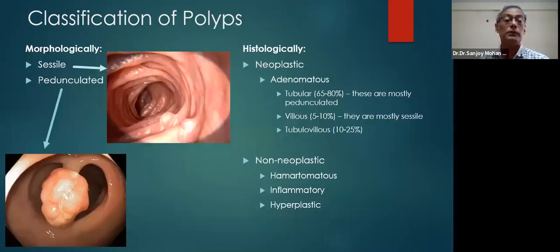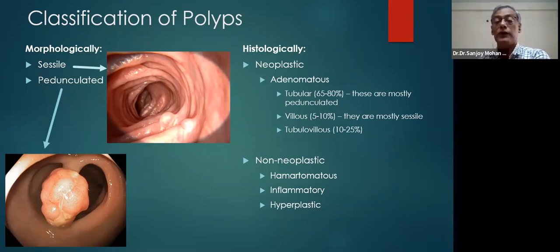So, classification of polyps. Morphologically, we can classify them: this is the sessile polyp, and this is the pedunculated polyp. But histopathologically, we can divide them into neoplastic polyps and non-neoplastic polyps.